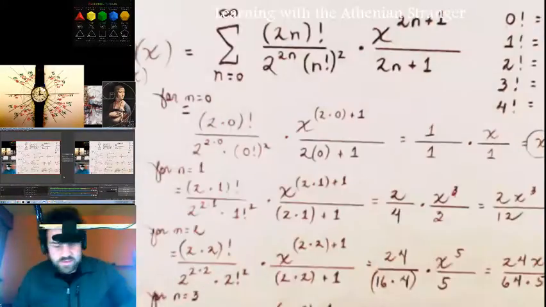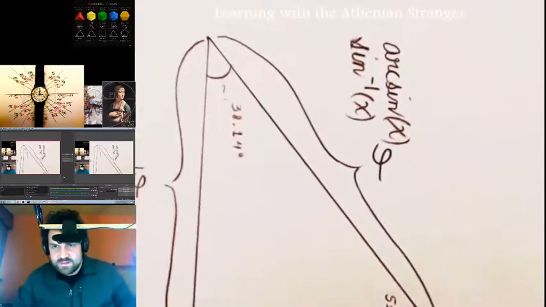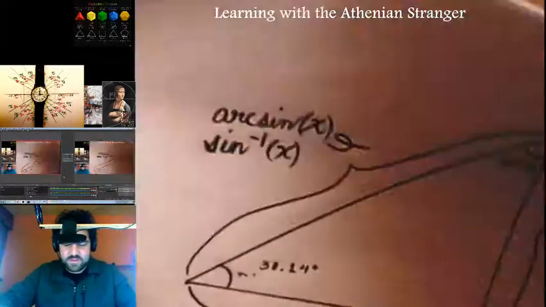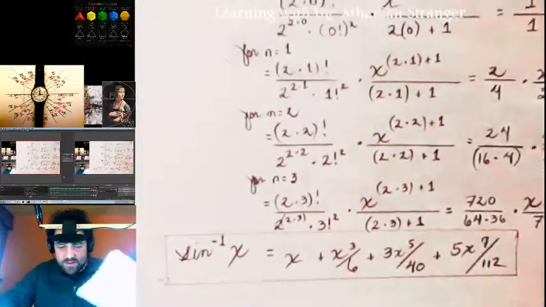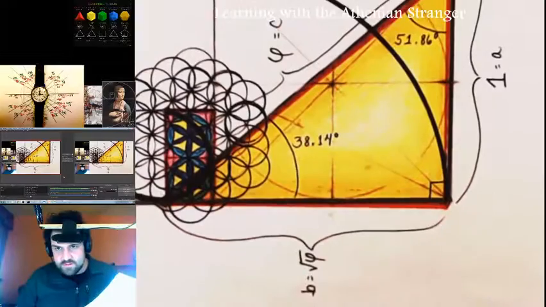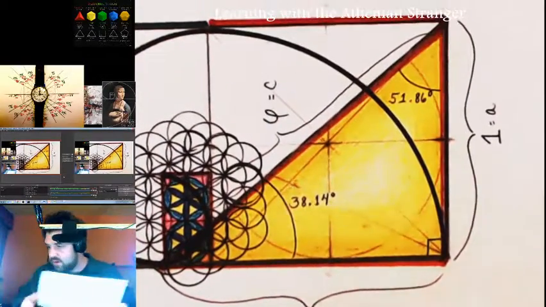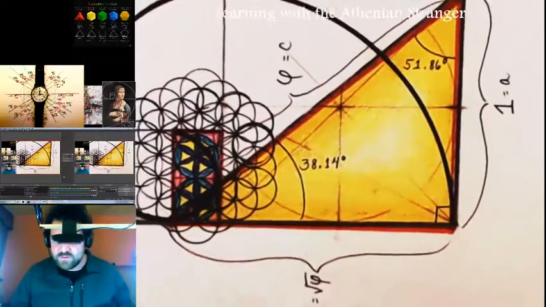Clap your hands. Put your hands together. Stand up. Tell your friends. Post it to your Facebook. Tweet about it. Put it on Insta. Snap it. Tell everybody that, ladies and gentlemen, you are a geometer. You are an arithmetic genius. You are a trigonometric wunderkind. You are a great pyramid builder. Welcome to the club.